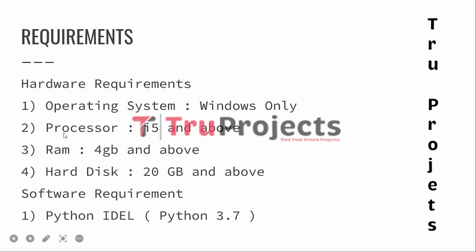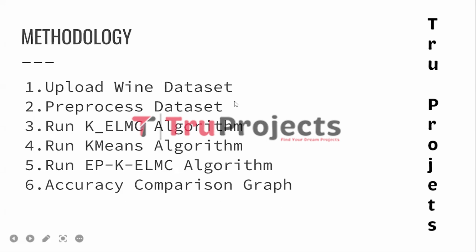Operating system as Windows, processor of i5 and above, RAM of 4 GB and above, hard disk of 20 GB and above. Software requirement: Python IDLE with version 3.7. These are the modules that are developed to build this project.